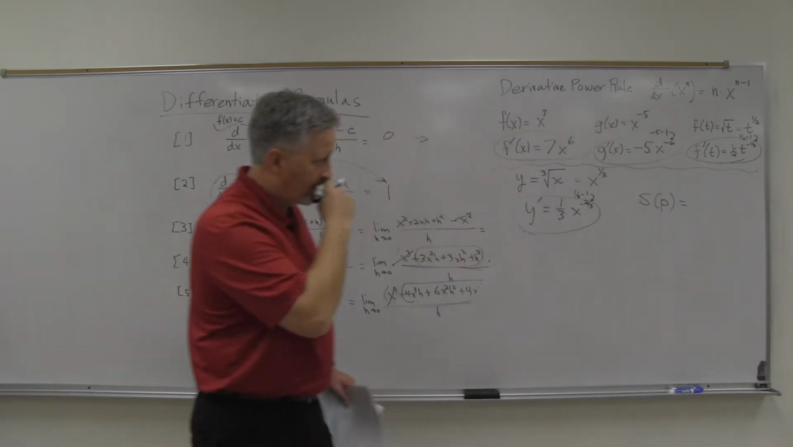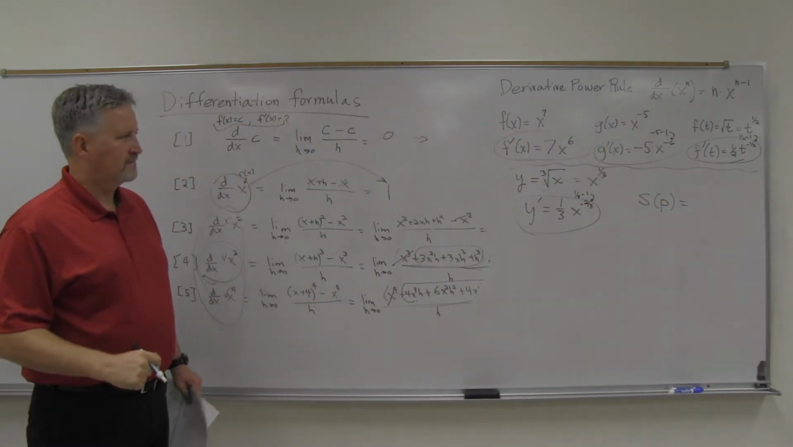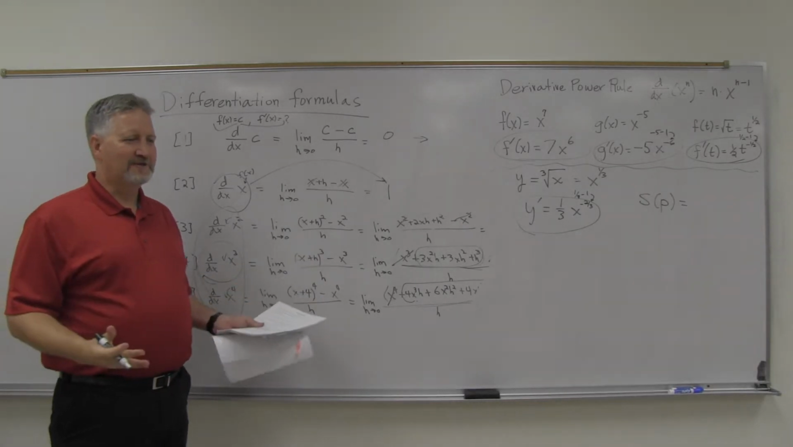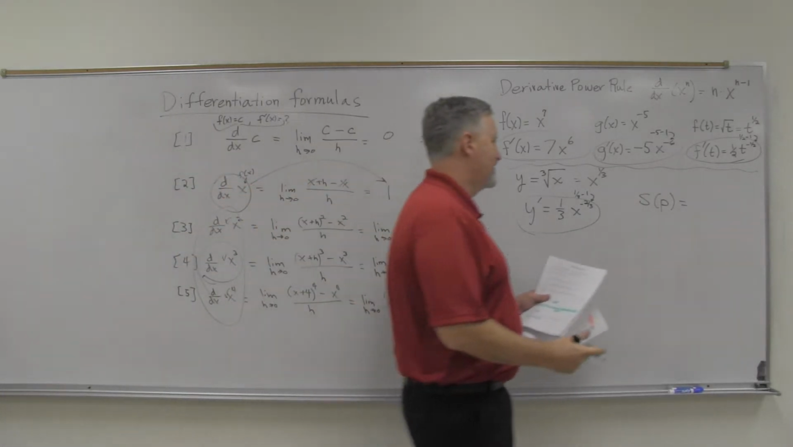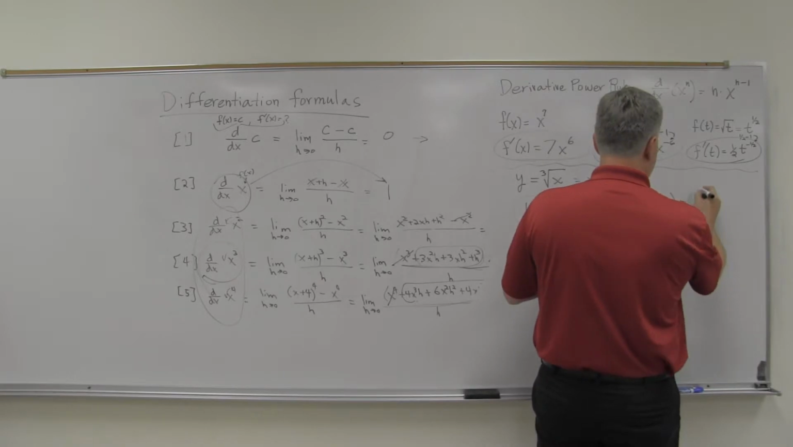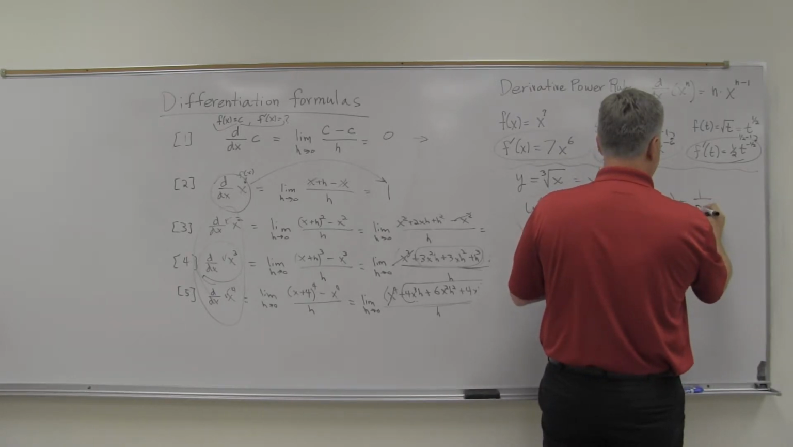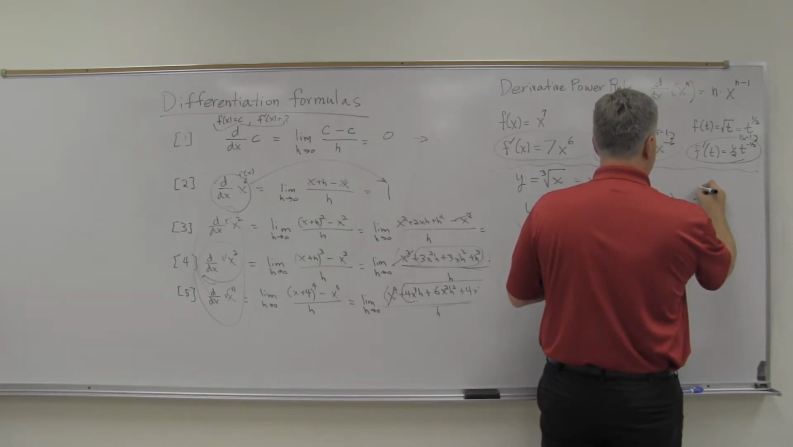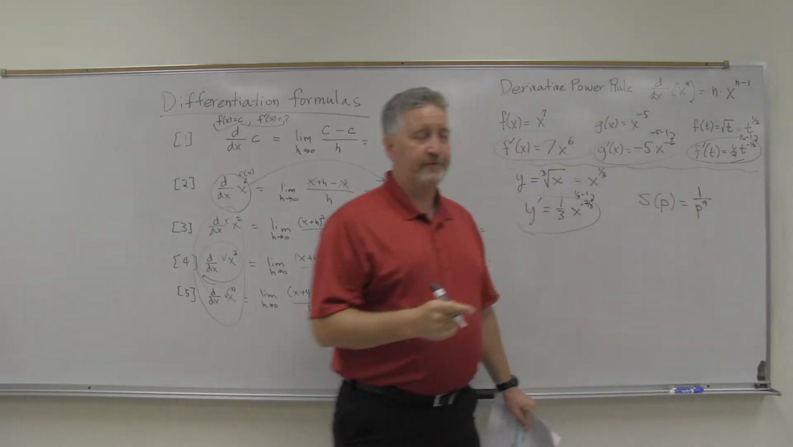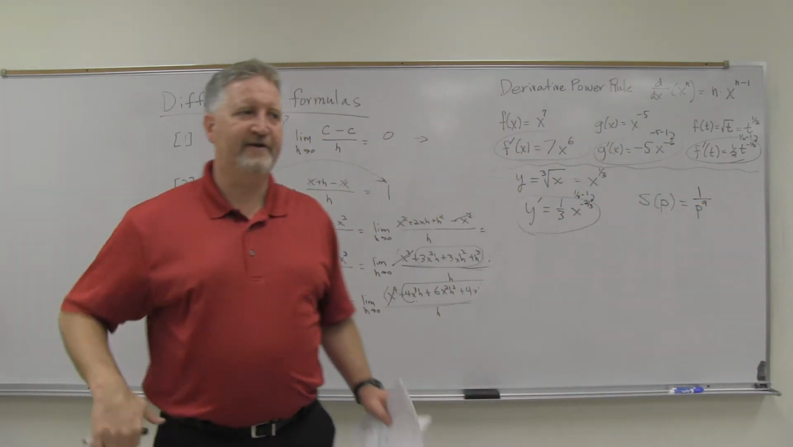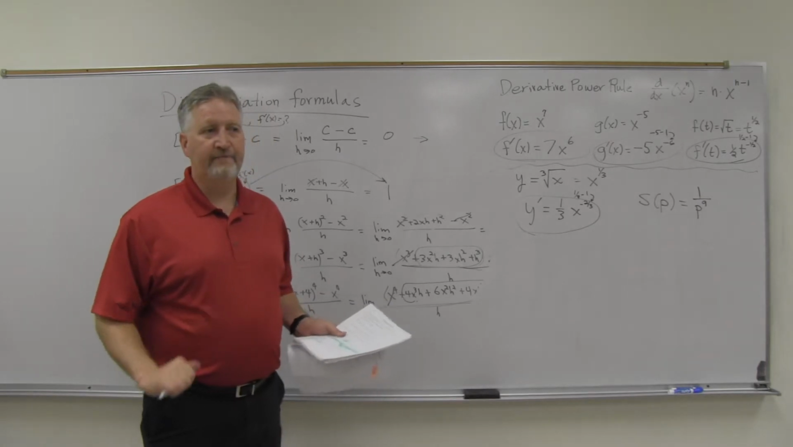Squeezing a bunch of them in here. All right, S of P. Yeah, it works the same for any variables we want. S of P is 1 over p to the 9. Now we have to be careful with this one, because the power here is not 9.